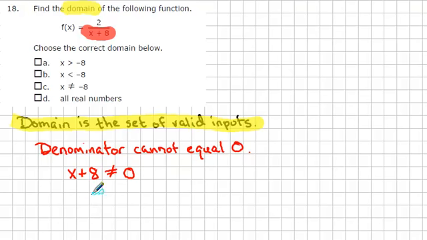So let's go ahead and solve for x. Just simply subtract 8 from both sides, and we get x cannot equal negative 8. If x is equal to negative 8, then our function is undefined. Negative 8 is not a valid input.